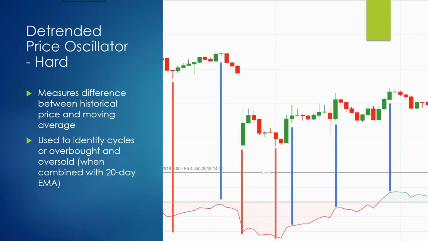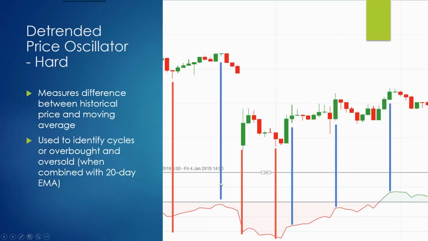Now you also have the Detrended price oscillator, and I do consider this very hard. It's used to identify cycles because it measures the difference between the historical price and the moving average. It is considered to be overbought or oversold if it is below the lines. So you can see here you've got all red, and down here would be considered as oversold.